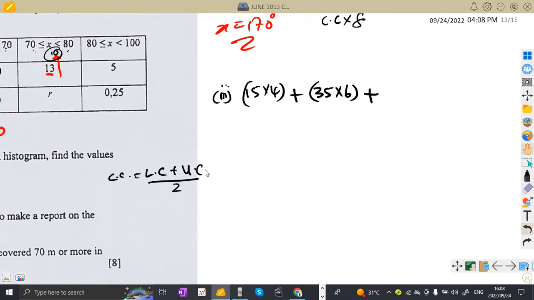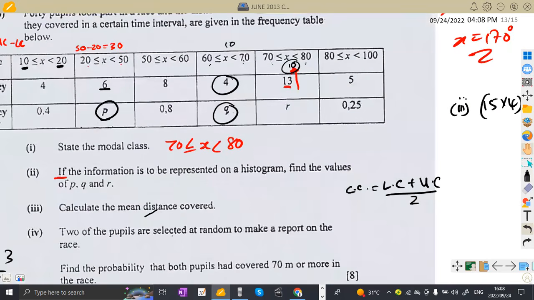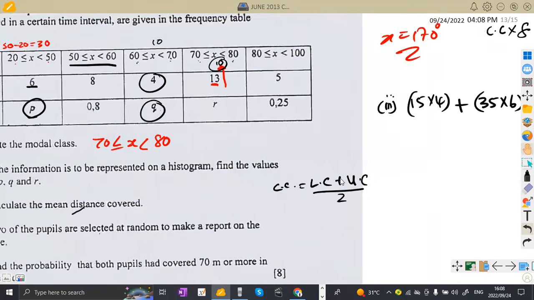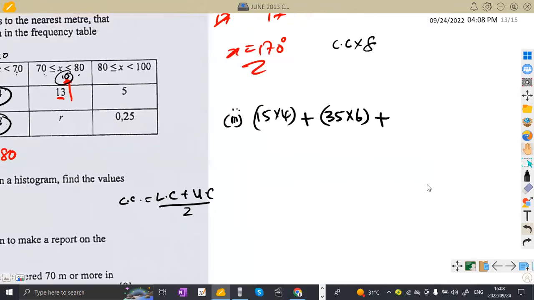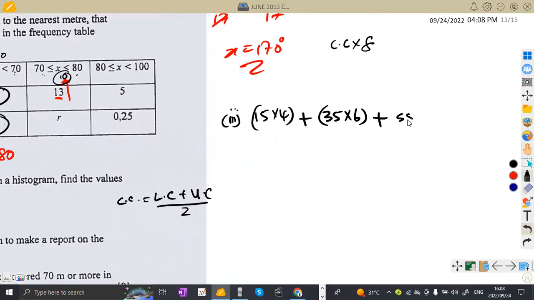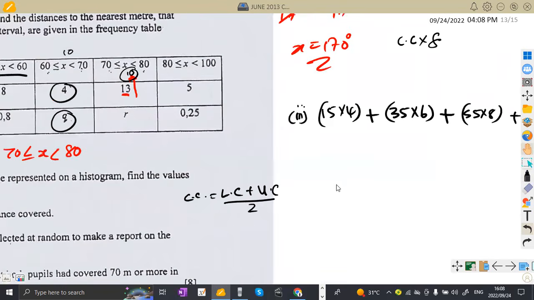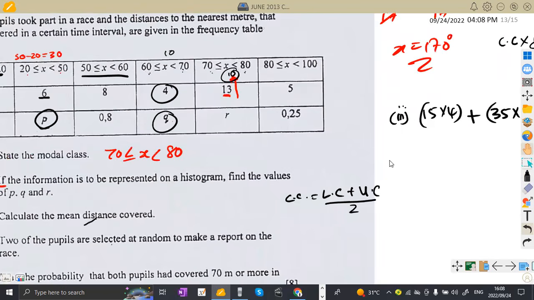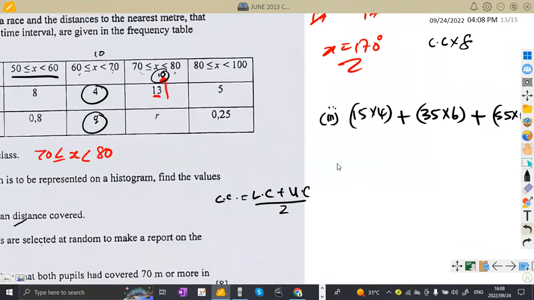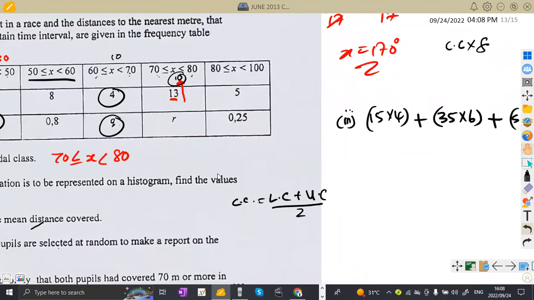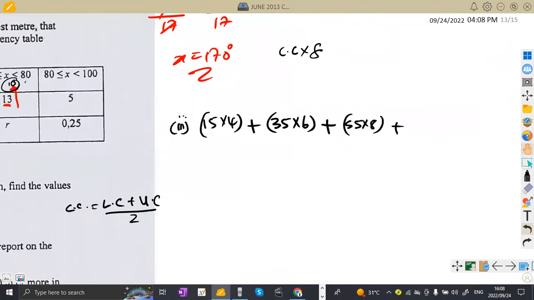Plus, we move on to the other one, 50 to 60. You do the same again. This one is going to give you 55 times the frequency, which is 8. So 55 times 8. Plus the other one, 60 to 70, which is 65, times 4. So it's going to be 65 times 4 here.